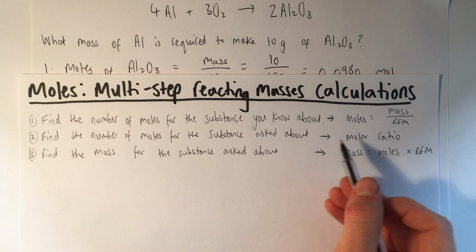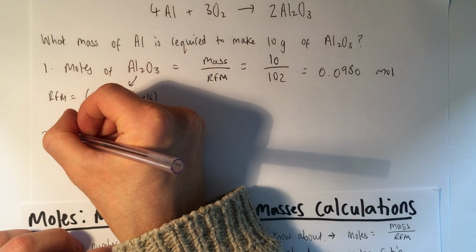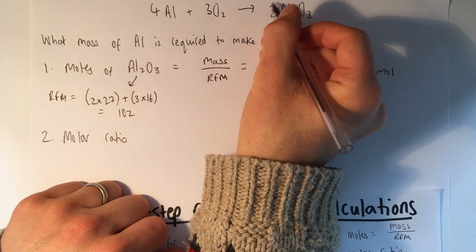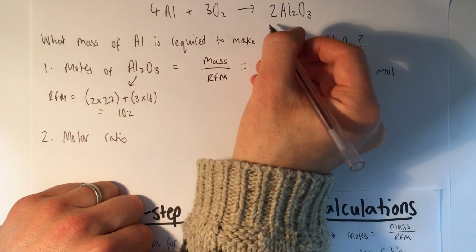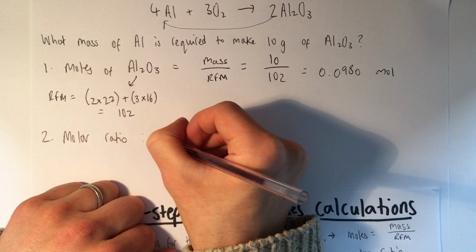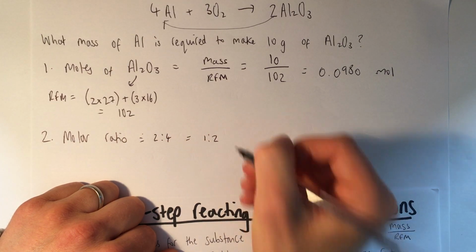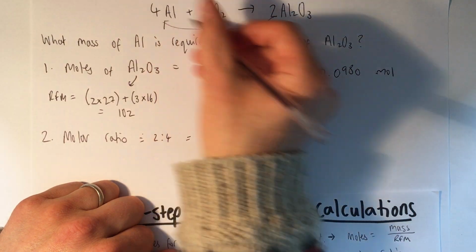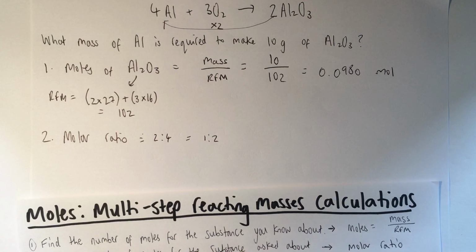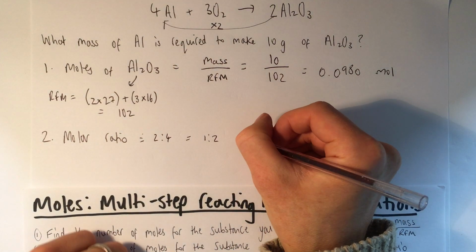Step 2, use that molar ratio to find the number of moles for what we've been asked about, which is aluminium. So, molar ratio, 2 moles of aluminium oxide makes 4 moles of aluminium. So it's a 2 to 4 ratio, or we can make that simpler. That's just the same as saying it's a 1 to 2 ratio. To get from the moles of this to the moles of that, in other words, we have to times it by 2. So to find the number of moles of aluminium, we're going to need to times that by 2.